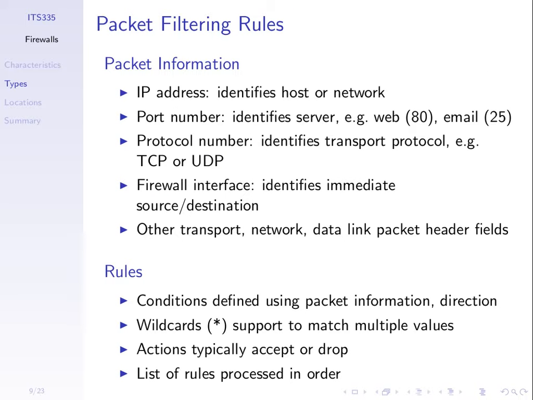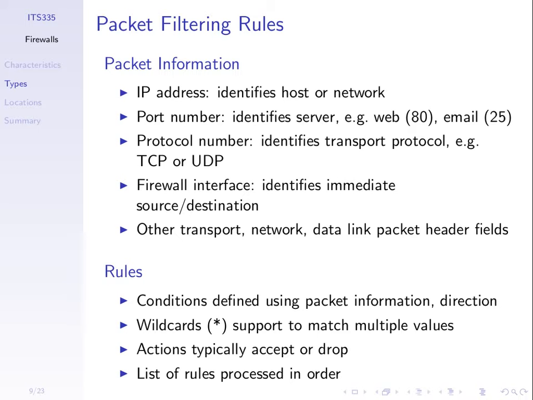The main, or the simple, information we're looking at for each packet is the IP addresses, source and destination, the source and destination port numbers, which will identify applications, and the protocol number, which identifies the transport protocol, TCP or UDP. There are others as well. For example, ICMP has protocol number 1. So if we want to block ping packets, we can look at the protocol number.